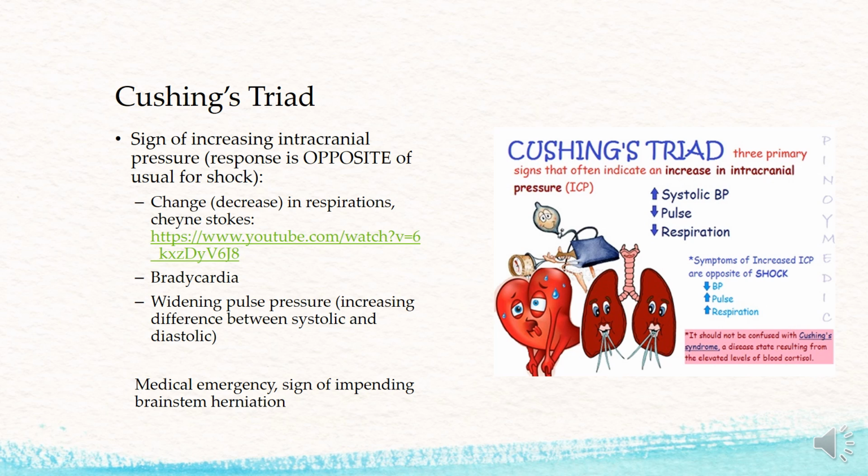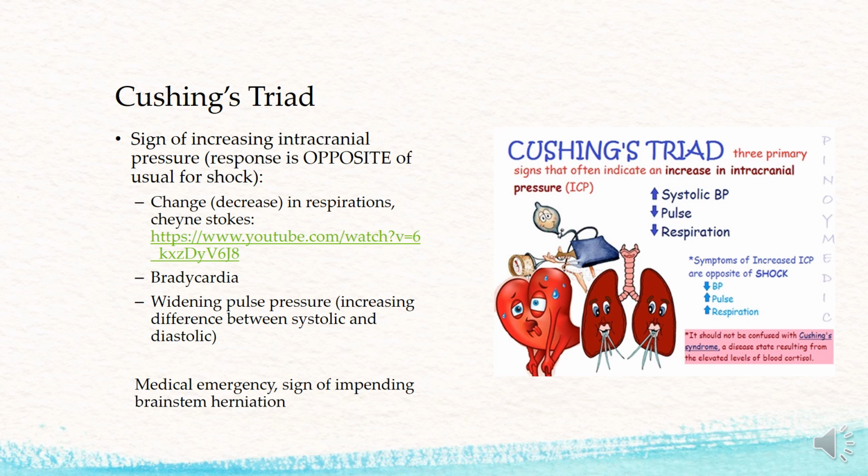So let's go back. Cushing's triad, we're going to get fewer respirations, lower respiratory rate, lower heart rate, and systolic blood pressure goes up. This is considered a medical emergency. This is a sign of impending brainstem herniation or impending brainstem death, basically.